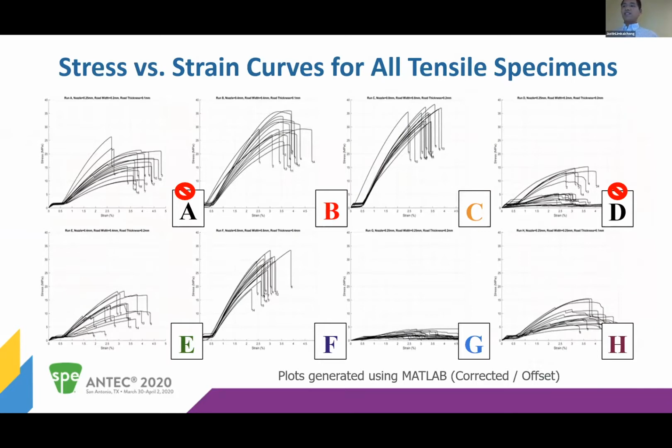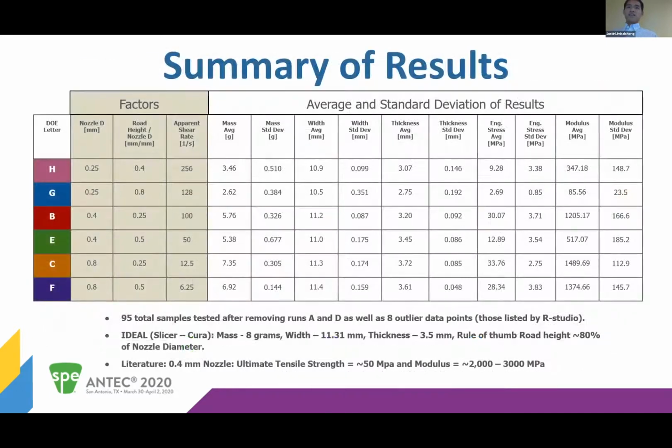It's interesting to see that in runs G and H, which were smaller nozzles, you do see a longer strain, but again, at this point it's already beyond the plastic region. It was already broken. Moreover, in terms of E, which I'll show in the next slide, it was interesting to see that it had significantly lower tensile strength versus the other nozzle diameters of 0.4 and 0.2. And we can kind of see this because of that layer or road height. So here is the summary of the results that we did.